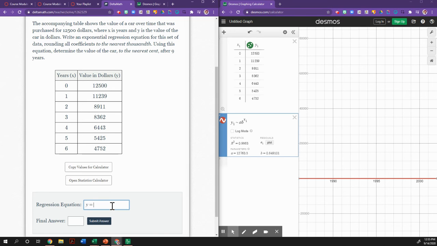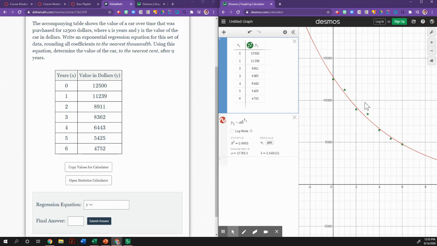So y equals, and it says to round to the nearest thousandths. Let me zoom back on this one. Now you can see how all these dots are not exact. That's okay, because this regression equation is trying to hit as many dots as it can, because we're using it to make a prediction. The value's not going down at a constant rate. It's just going down, but the rate between 2 points is not exactly the same.